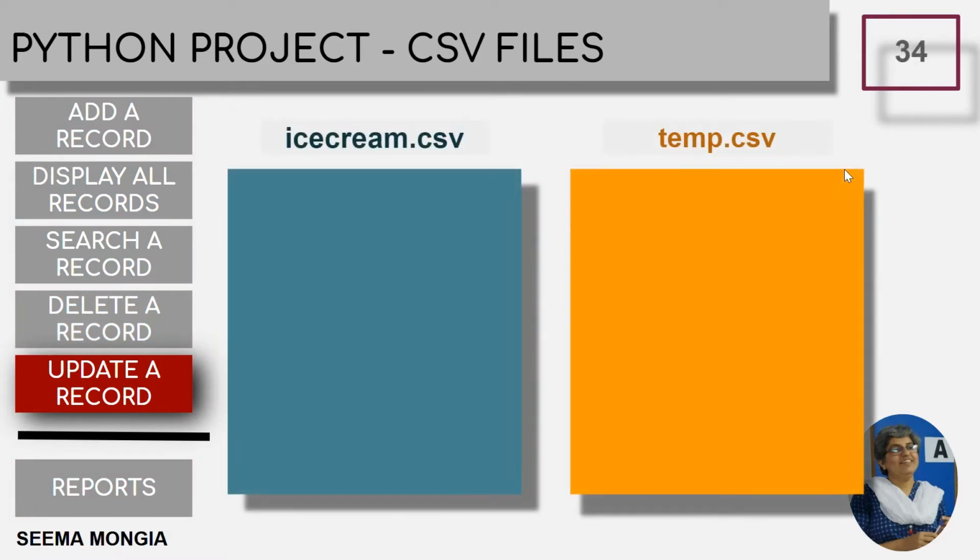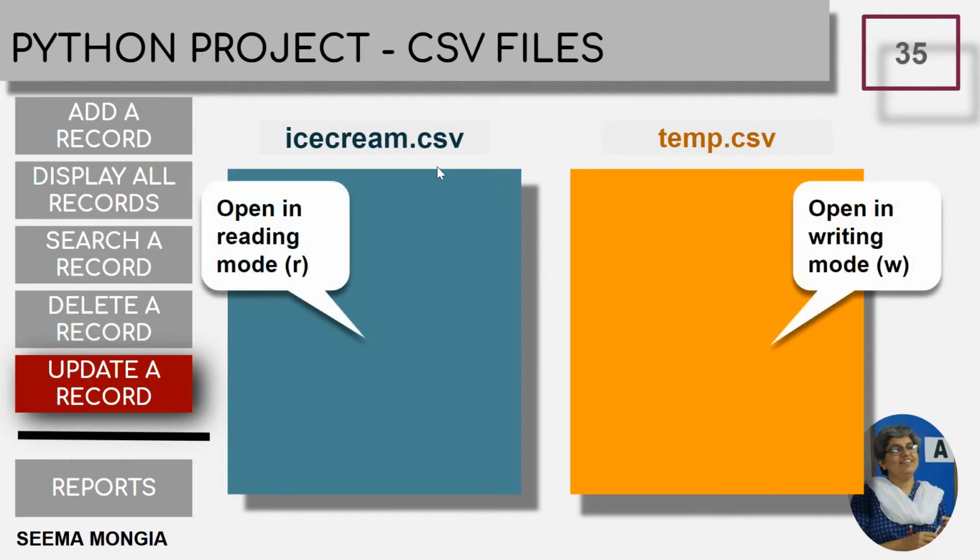Let us suppose, as discussed in my previous videos, I'm using the same project icecream.csv file. That is my original file which is having some records, and I want to update a particular specific record. So for that, first of all, I need to have two files. One file will be my original file, that is my icecream.csv file where all the records are there, and I want to update a particular record in this file. Another file will be created, that will be a temporary file which is at present an empty blank file.